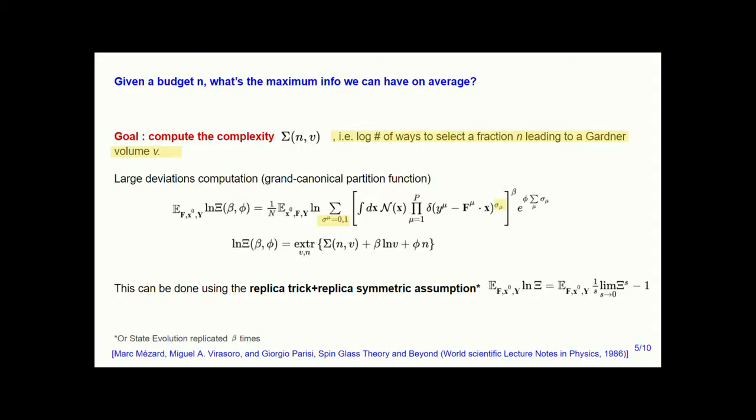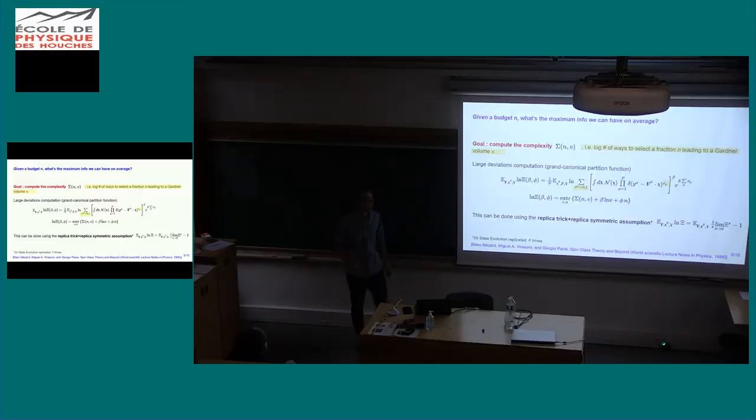Last technical slide, then there's no more equations, I promise. So the goal is to compute the complexity sigma n of v. If you fix a fraction n, which I am allowed to use of the data set, say 30%, this is the logarithm of the number of ways which I have to select those 30% of the data set, so that at the end of the day I have an entropy v, or a Gardner volume v.